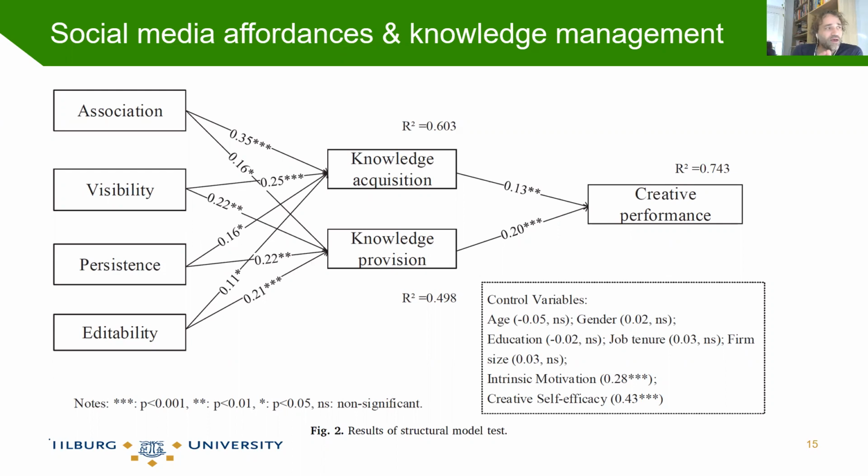If you look at what they exactly find, so the exact correlations, that is not that interesting. I think it's most interesting to see the general picture of the paper. What they find is that if people feel that they have the ability to create a network in the organization, that what they say is visible, that what they say is persistent, or what everyone says in the organization is persistent and editable, then they say it really allows us to provide as well as acquire knowledge, and that helps us in our performance.